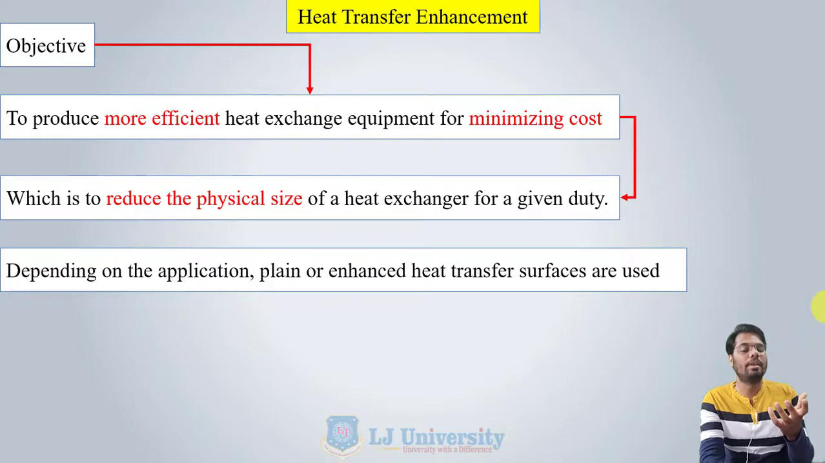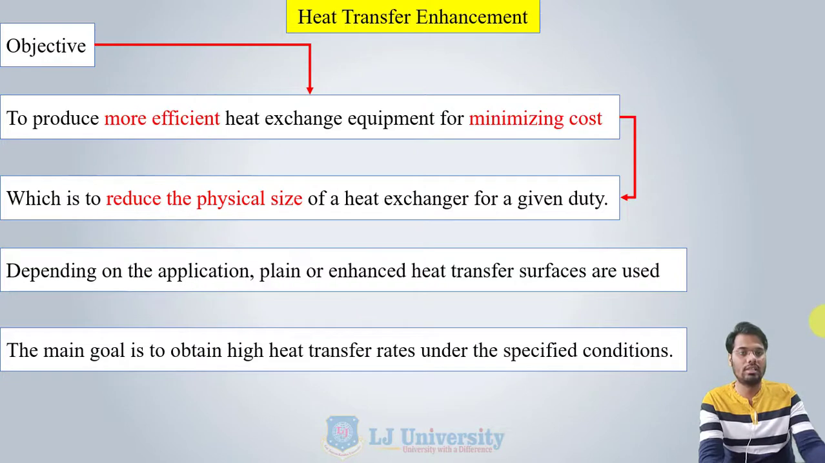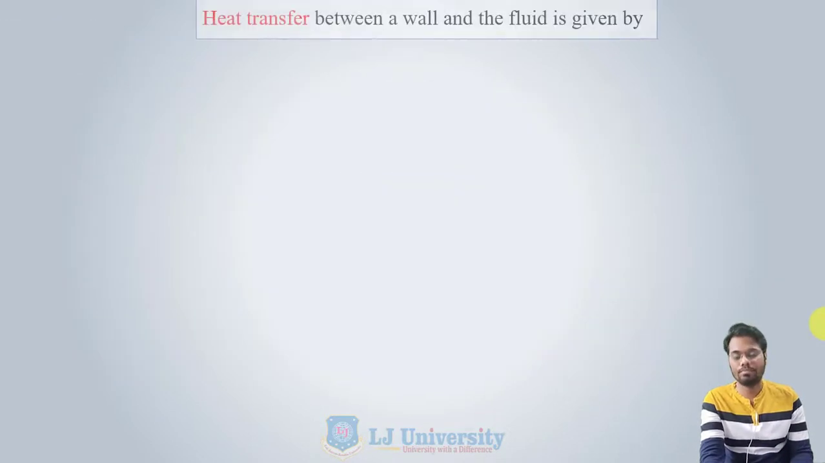So the only option that remains is to increase the value of capital A, which is the surface area. Depending upon the applications, plain or enhanced or augmented surface area are used, or we can say that fins are used. The main goal is to obtain a high heat transfer rate under specific conditions. Now what happens when you attach extra surface or augmented surface area to the particular wall?